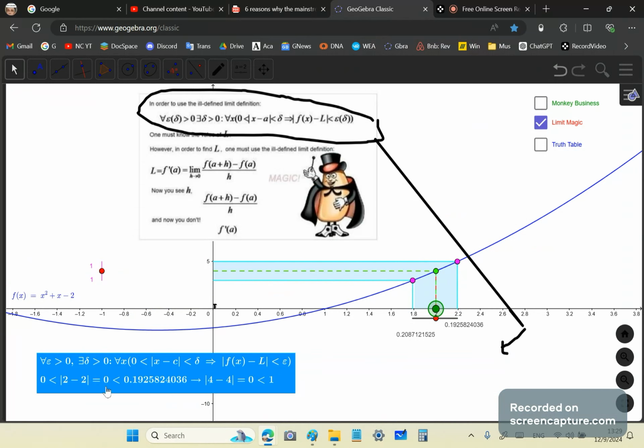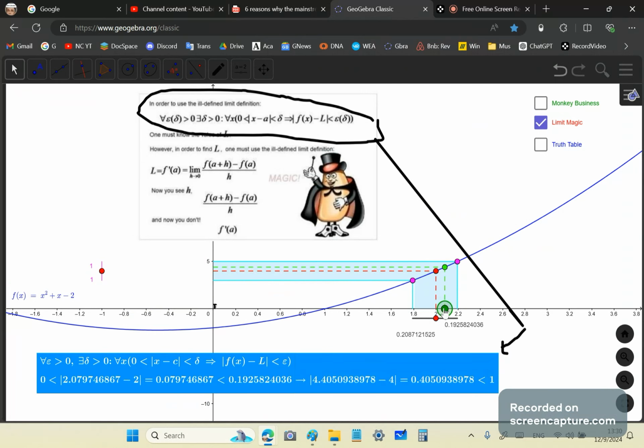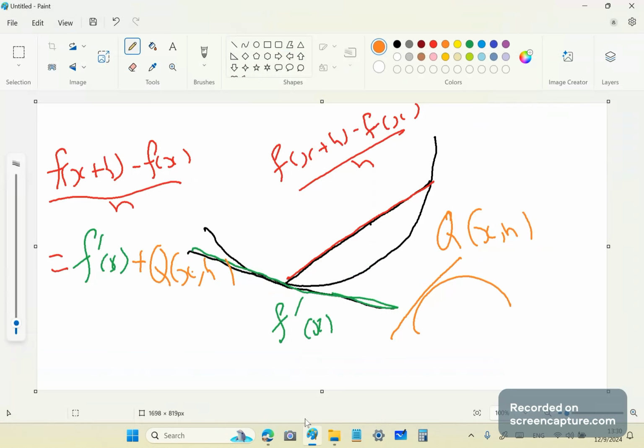Zero might be less than that, but 0 is not greater than 0. And epsilon 0 is not greater than 0, and epsilon and delta need to be greater than 0. And this is what I call the hole feature. Okay, what is the hole feature in mainstream calculus?